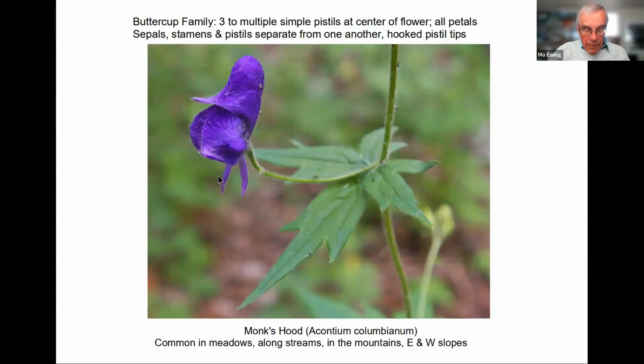Remember, in the buttercup family we have regular and irregular flowers. This is an irregular flower with five sepal-like petals. The upper sepal is hood-like, which is this guy up here, and the two petals are hidden inside the sepal, and it has a coiled spur at the apex.